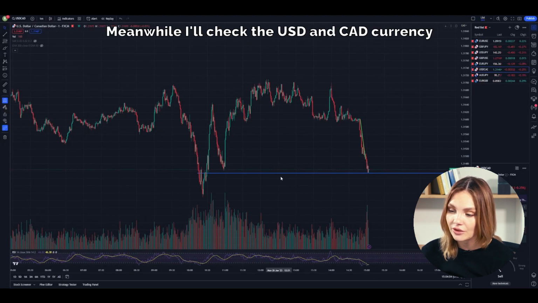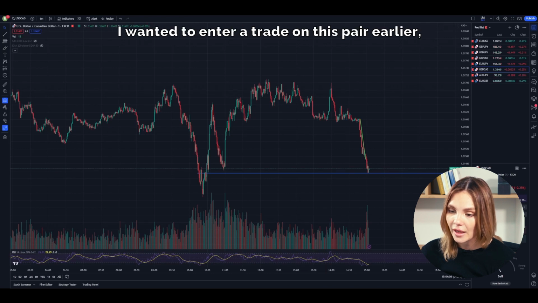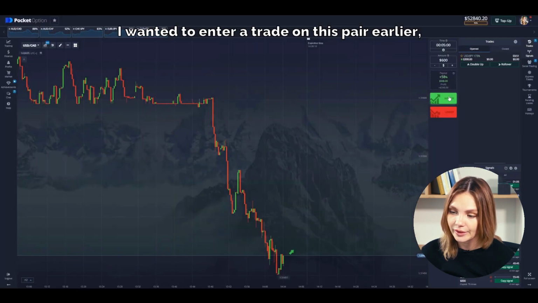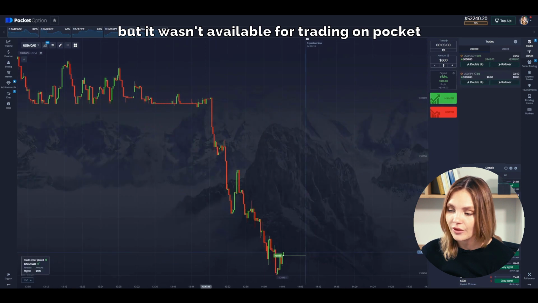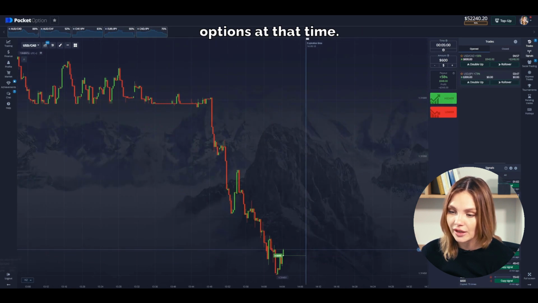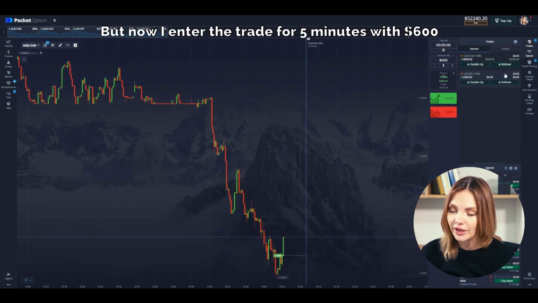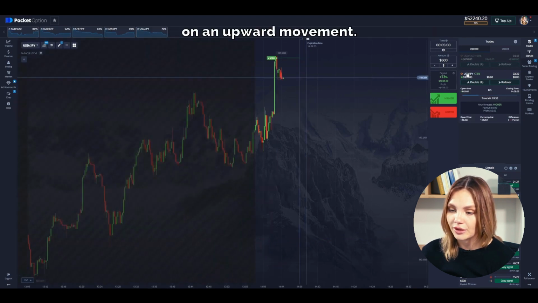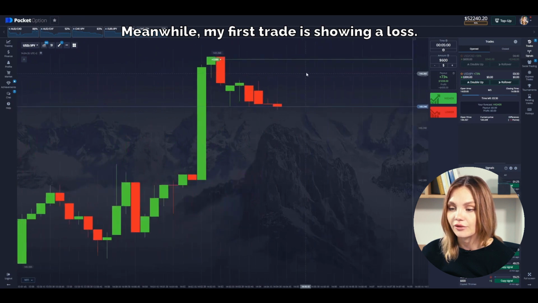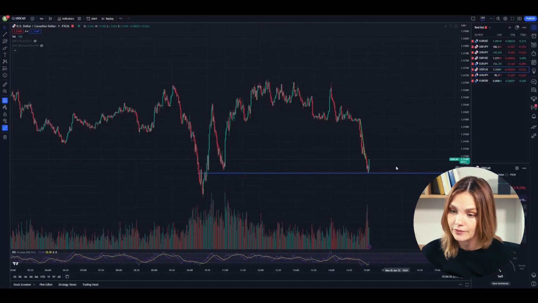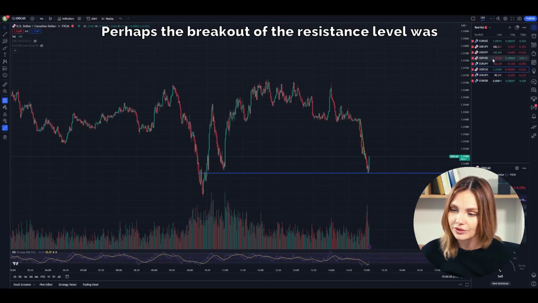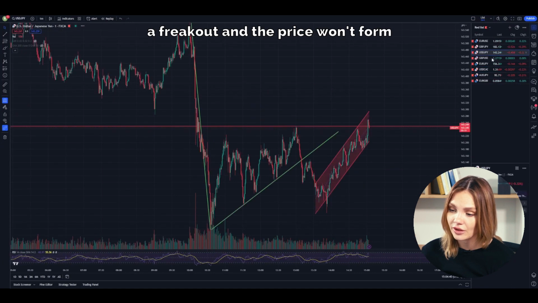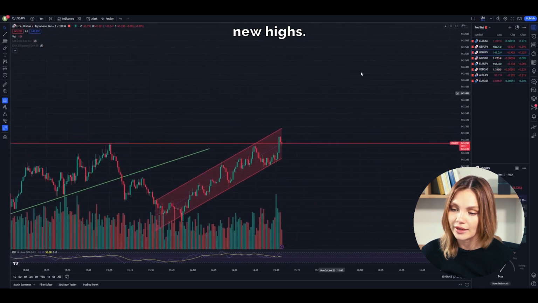Meanwhile, I'll check the USD and CAD currency pair. I wanted to enter a trade on this pair earlier, but it wasn't available for trading on Pocket Option at the time. But now I entered the trade for 5 minutes with $600 on an upward movement. Meanwhile, my first trade is showing a loss. Perhaps the breakout of the resistance level was a fakeout and the price won't form new highs.